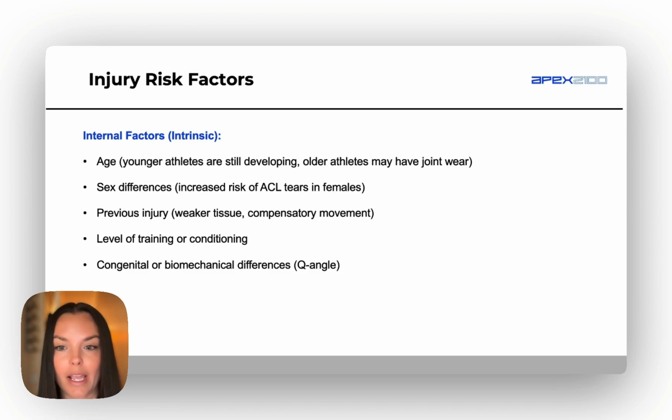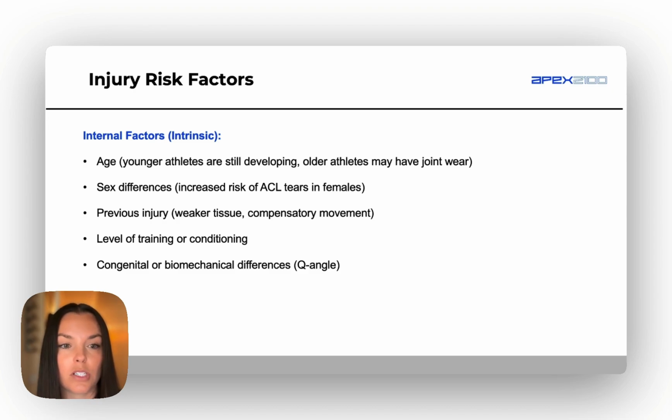First one is your age. So younger athletes who are still developing, that means that their muscles and bones are more flexible and adaptable, which might decrease their risk of injury, but also that they may lack the strength or stability needed to avoid injury as well. So it's a bit of a balancing act there. And then older athletes, as we grow into our old age, we might face wear and tear, especially in the joints around the knee and the hips, which might increase our risk of injury.